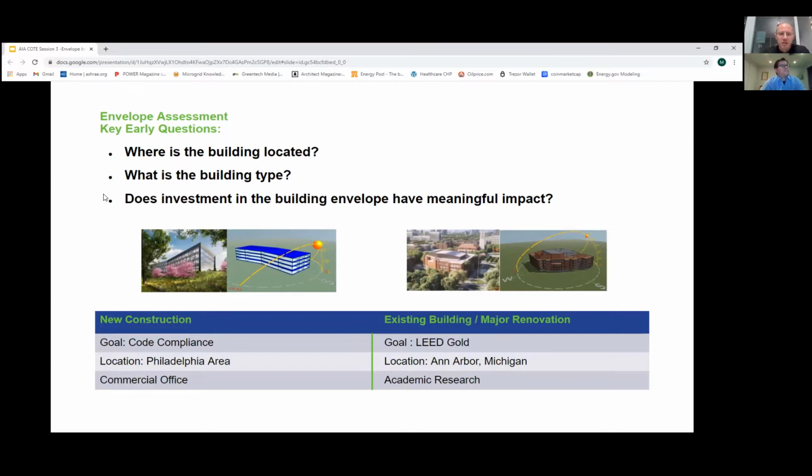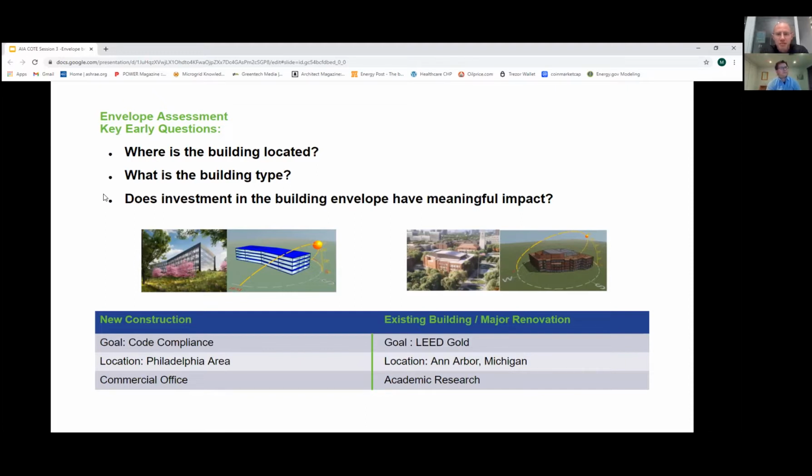So where's the building located? Is the site limited? Can you really do massing studies? Is it in a cold climate or a warm climate? That really affects what we're looking at for the envelope. What is the building type? Is it an office building where it's less load intensive? Is it a research building where it's really load intensive? That also impacts your analysis.